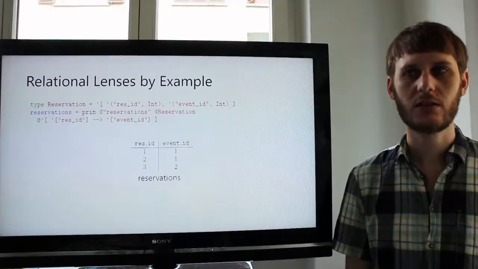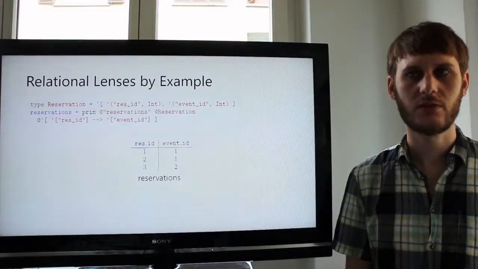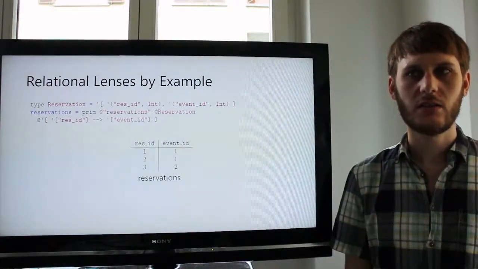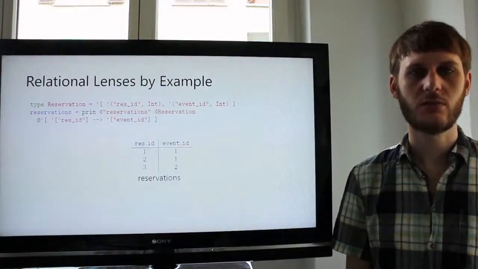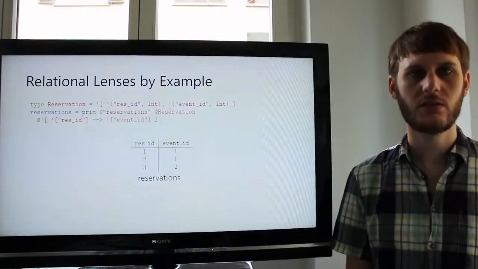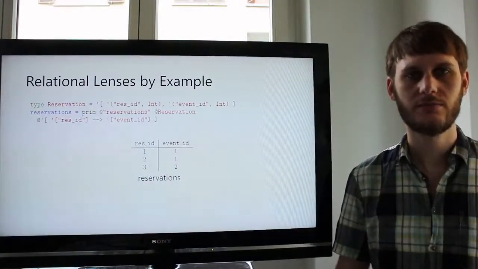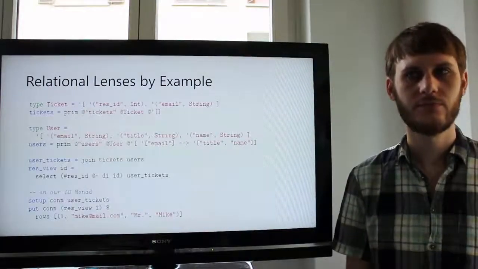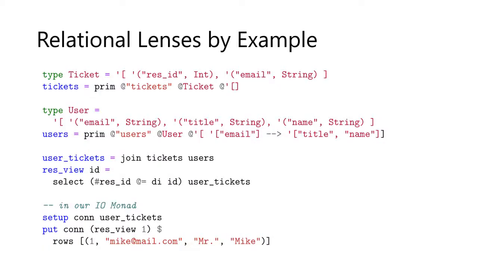We can then go ahead and declare the table reservations. In this case, we assume that the reservations table already contains 3 reservations, 2 for the first event and 1 for the second event. We can now go ahead and do something a little bit more interesting.